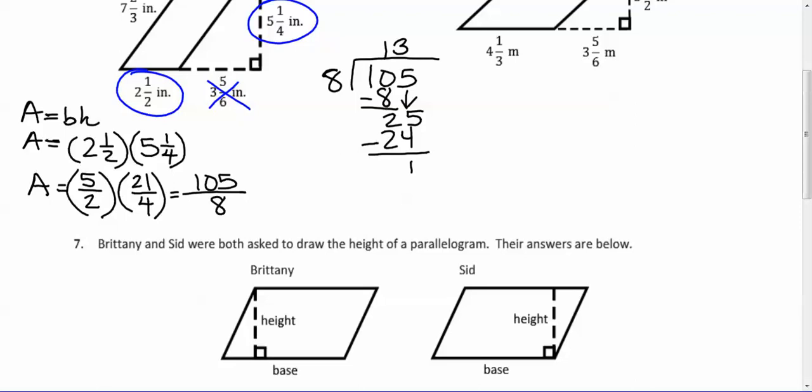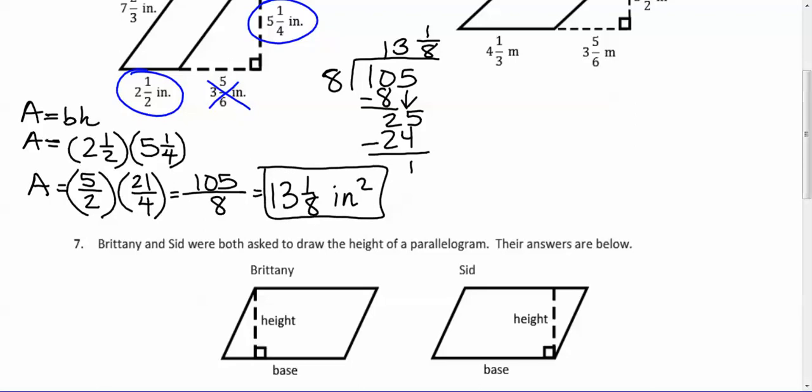So what do I do with that remainder? Very good, put it over the 8. So we have 13 1/8. So 13 1/8. And what would our units here be? Inches what? Squared. Whenever you're doing area, it should be units squared. So inches squared or square inches.